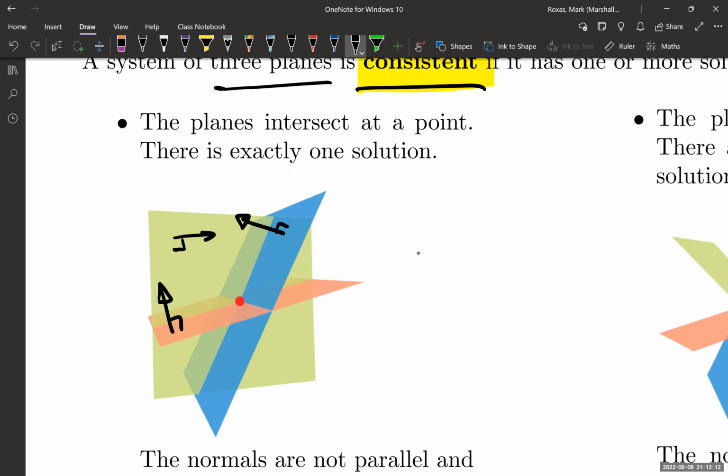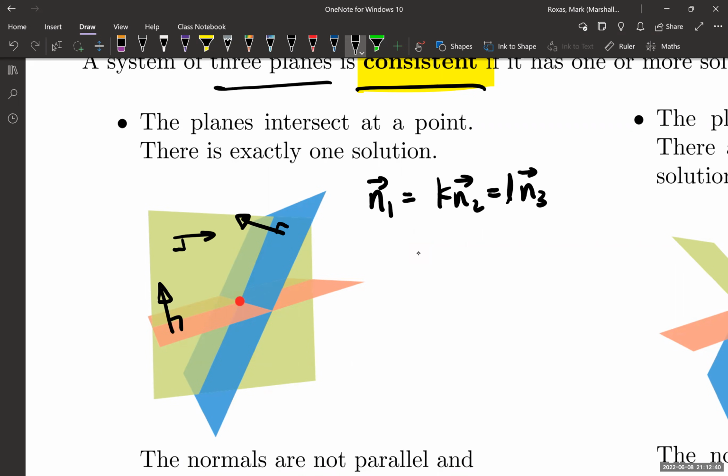Okay, so the three normals here, let's call them N1, N2 and N3. Now if you look at N1, N2, and N3, we have all these vectors pointing in different directions, okay? And they're not parallel. So right off the bat, we can say they're not going to be parallel. They're all pointing in different directions.